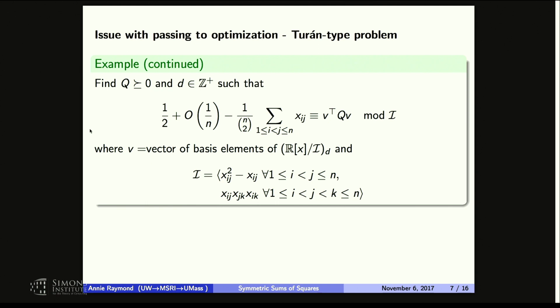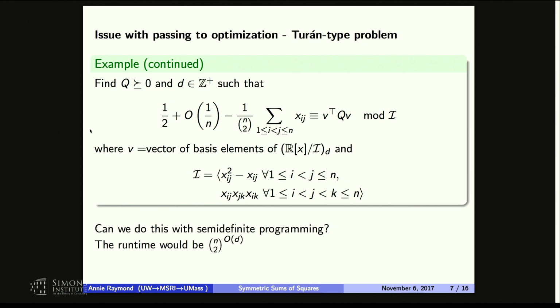So my ideal is generated by x squared minus x, right? So this is to make sure that every edge variable is either 0 or 1, and this is to make sure that I'm triangle free. And so here, okay, I have my PSD matrix Q. I'll have some vectors V that are vectors of basis elements of degree at most D in my quotient ring. And so I can just take any basis. And so semi-definite programming should allow me to find Q, right?